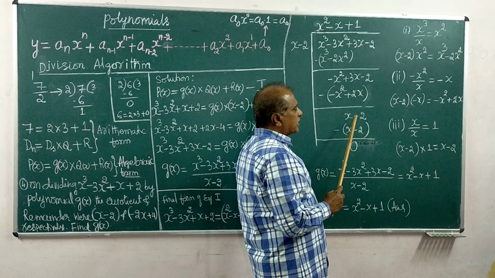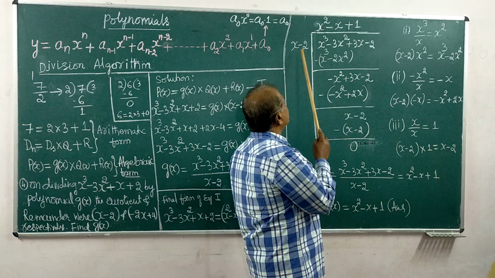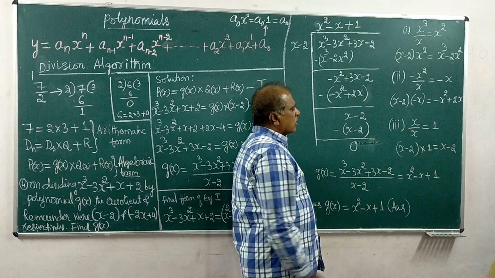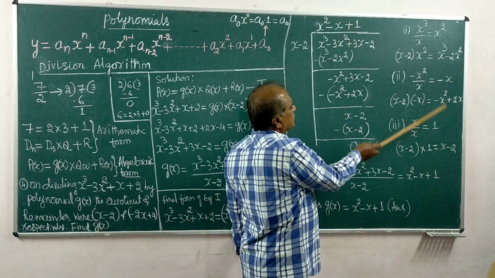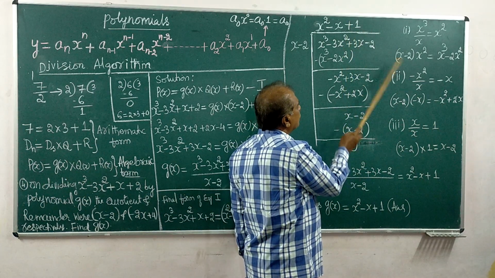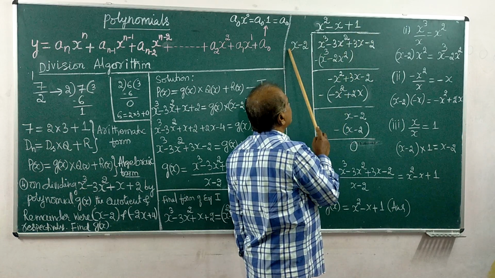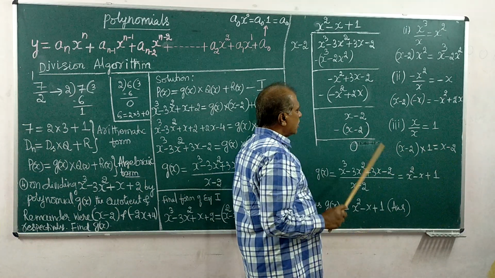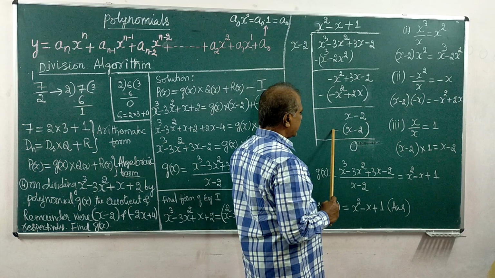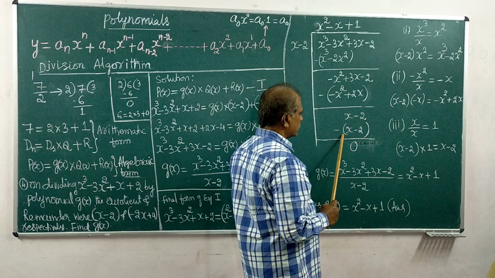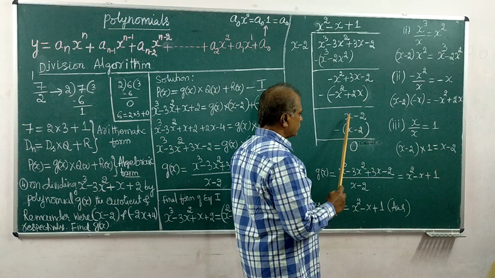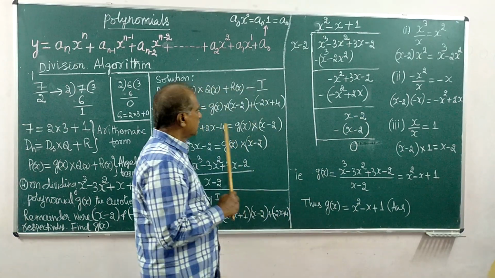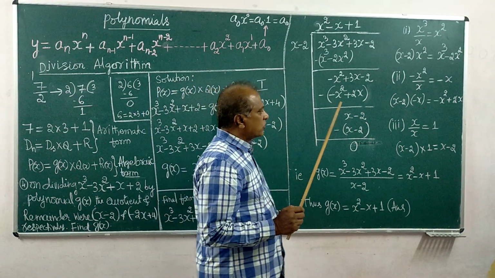Follow the same method, take the first term of this and the first term of this. x by x is 1. This becomes the next term, plus 1. And multiply the term with the divisor, following the same procedure. x minus 2 into 1, here x minus 2. Subtract again, x minus 2 minus x minus 2 is 0. The remainder is 0. Now the division is over.